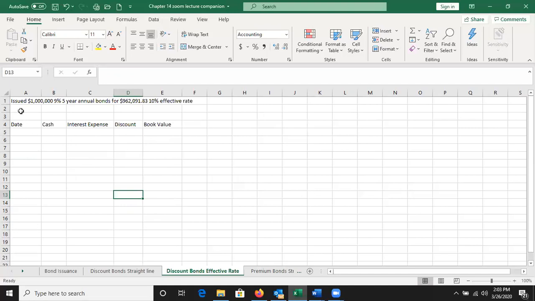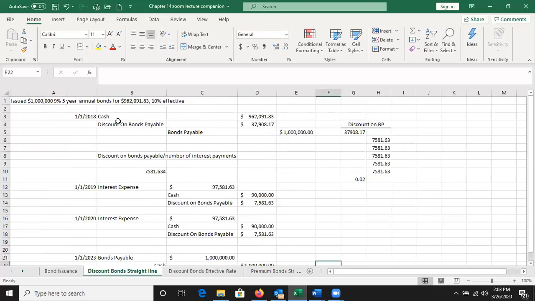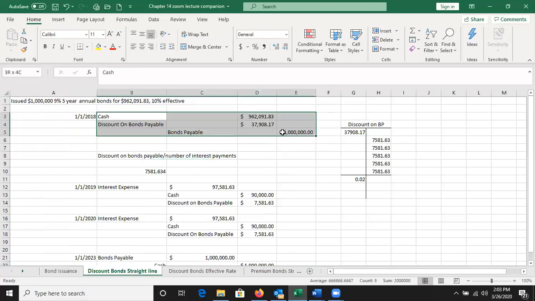So up here, we're dealing with all the same figures. We're issuing $1 million worth of bonds that come with a 9% coupon stated rate. They're for 5 years, they're annual, but since our interest rate's 9%, on the market you could get 10%. We're going to issue them at a discount, $962,091.83. We have to amortize this. So the initial journal entry is the same as it was on the straight line. We would debit cash, debit discount on bonds payable, credit bonds payable, all for this value. So this is all the same.